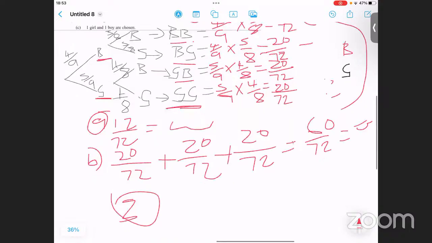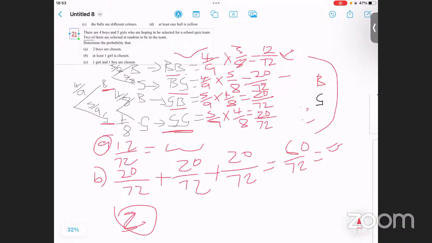And then our C says determine the probability that one girl and one boy are chosen. So when they say one girl and one boy are chosen, they don't necessarily mean the first one to be picked is a girl and the second one is a boy, right? There's a situation where they ask what is the probability that the first one is a girl and the second one is a boy. That's a different thing, okay? But here they just say a girl and a boy are chosen. So you're going to look at the tree diagram.